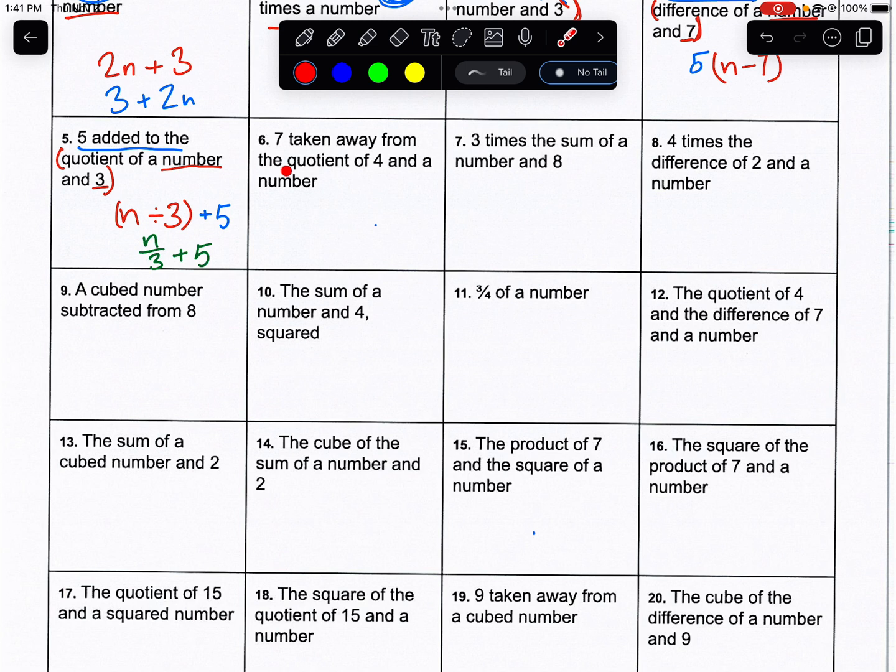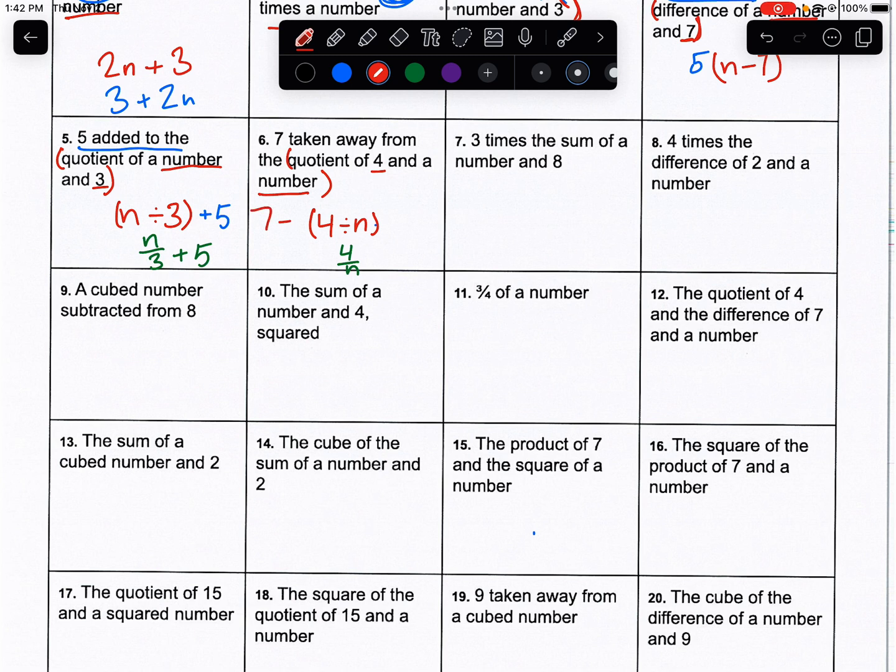7 taken away from the quotient of 4 and a number. We see the word quotient. That's one of our vocab words that we want to put parentheses around. Quotient of what? 4 and a number. So those are 2 things we're getting the quotient of. So 4 goes first in this case. The number goes second. Or you can also do 4 over number. Anyways, that goes in parentheses, 4 divided by n, and it says 7 taken away from.